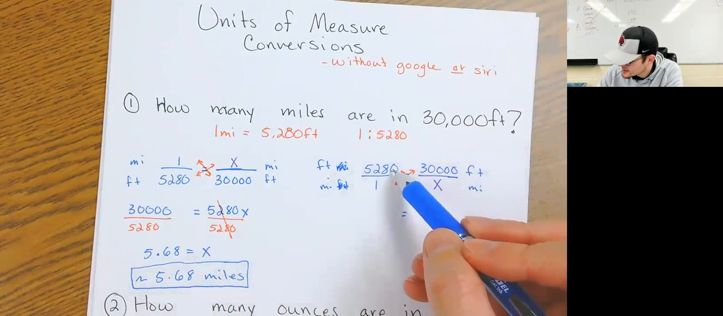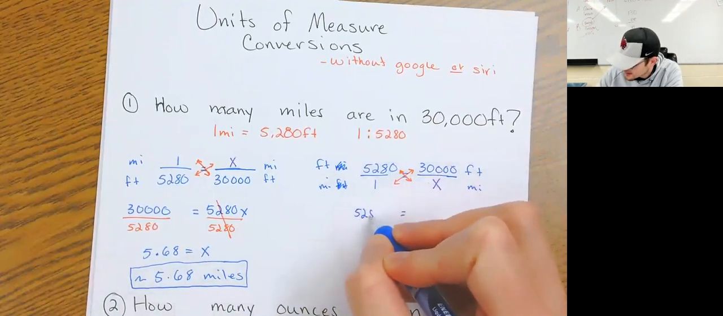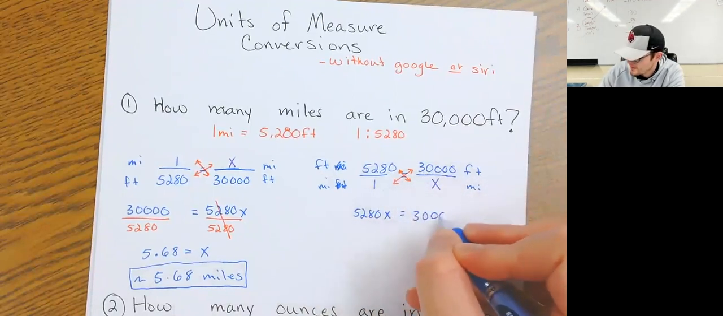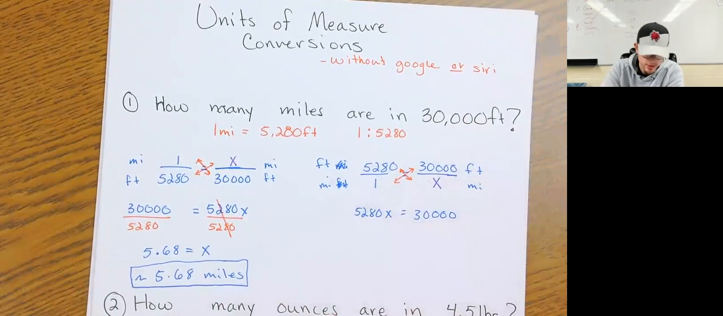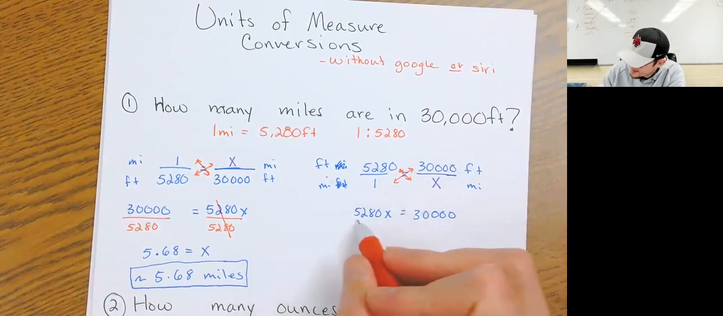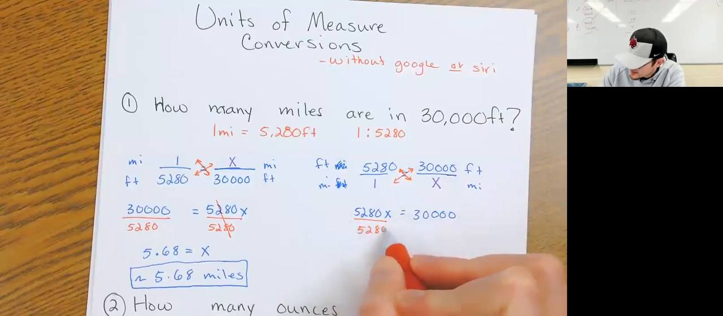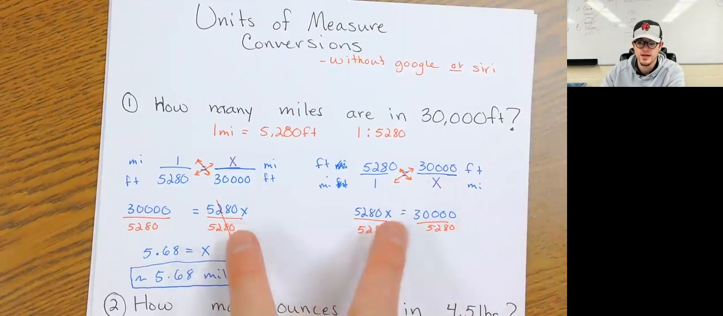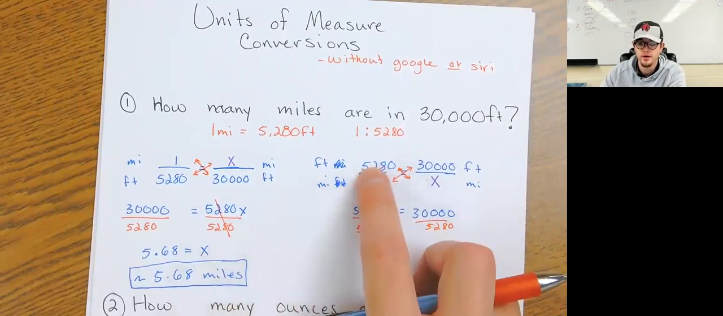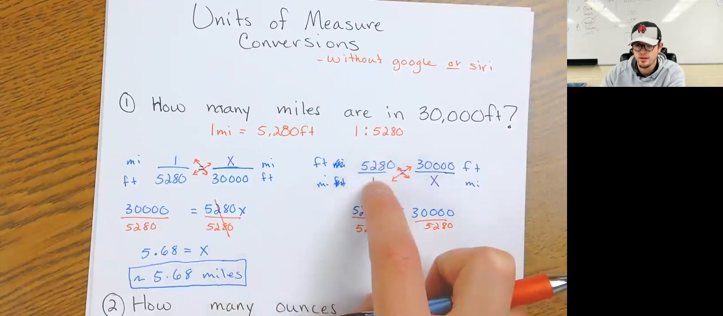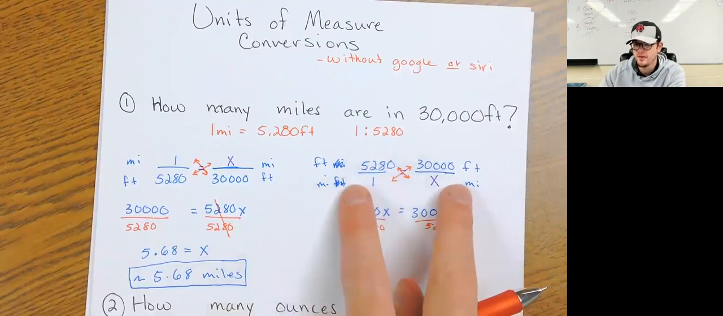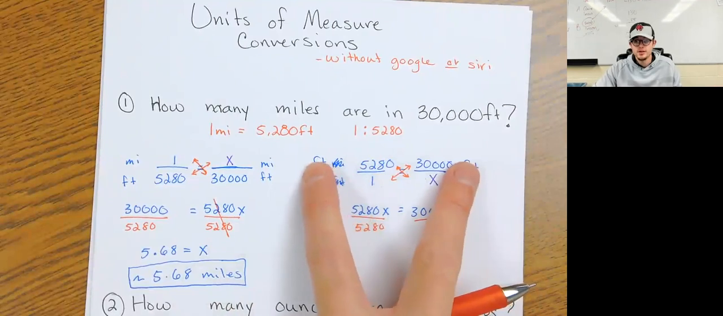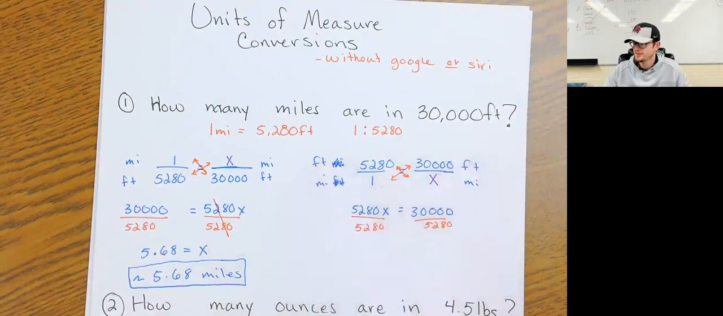So 5,280 times X is 5,280 X. 1 times 30,000 is 30,000. And then again, you just do the same exact thing. Cancel out 5,280, 5,280. All right, I'm not going to keep going. It's the same thing. You're doing the same exact thing. It doesn't matter if you have feet on the top and miles on the bottom. It just matters that if you're putting miles on the bottom, miles better be on the bottom on both sides, okay? And if you're putting feet on the top, feet better be on top on both sides.